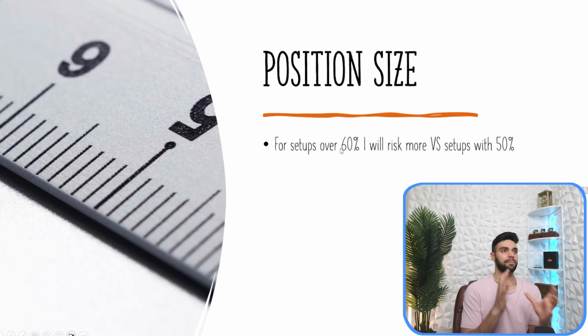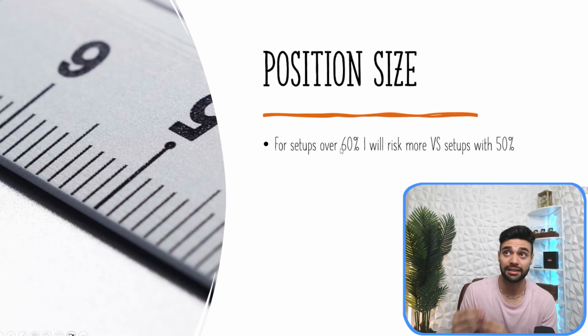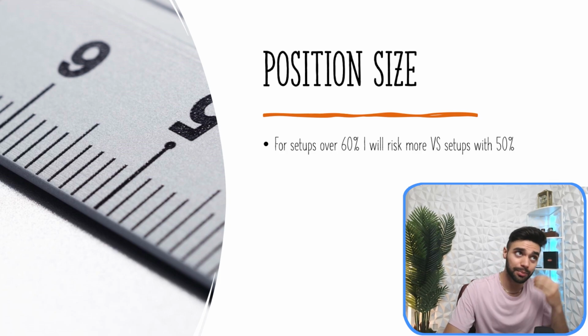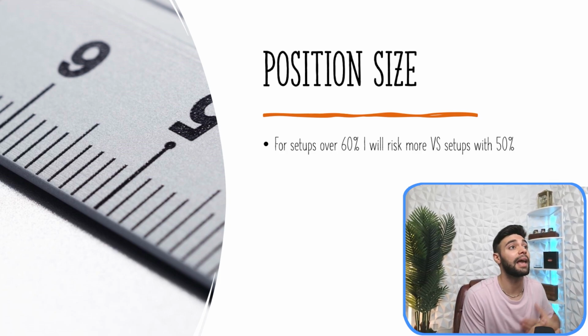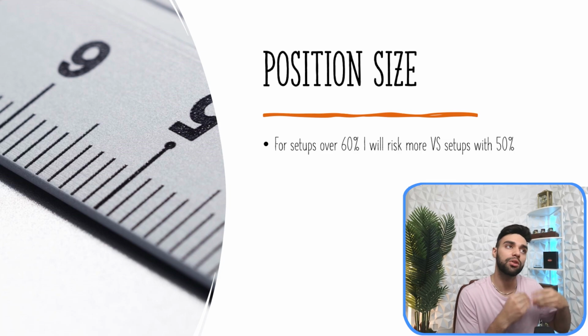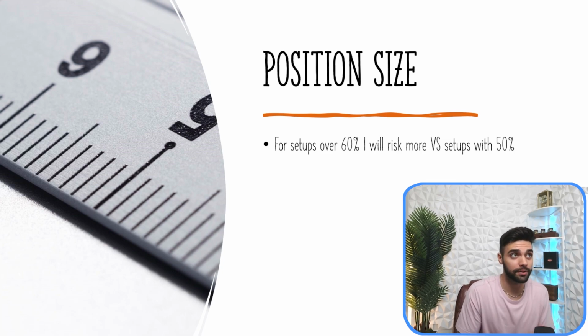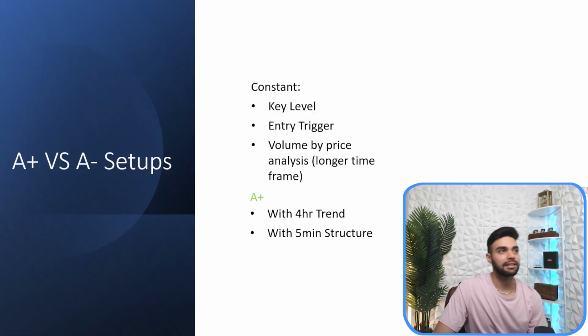So this is how I manage my position size. For setups over a 60% win rate, I'll actually risk more than setups with a 50% win rate. That's because with 60%, I only need a 1-to-1 to be profitable. With 50%, I need at least a 2-to-1. Now let's go ahead and go over the setups.